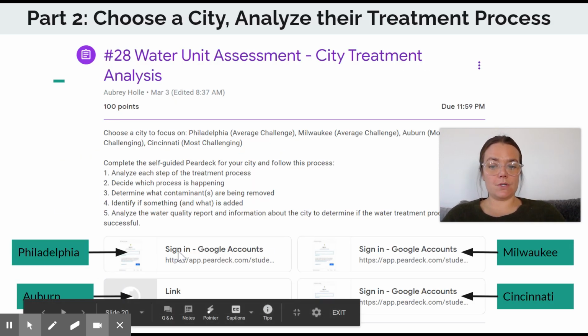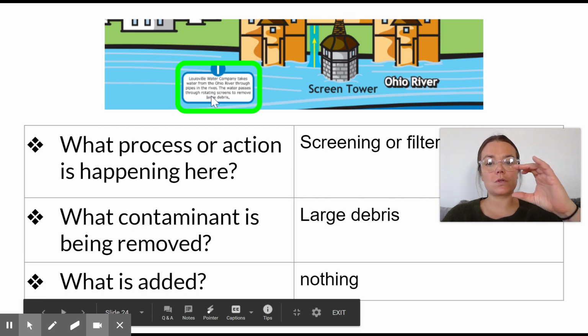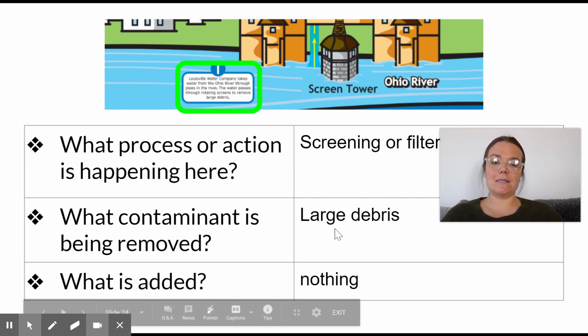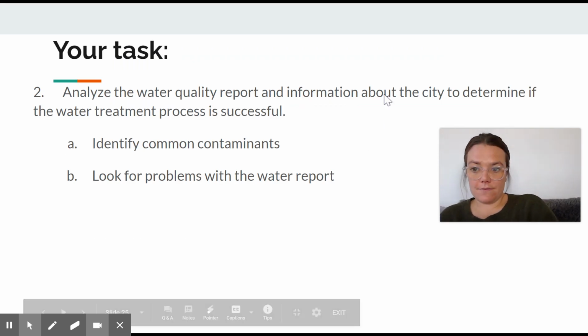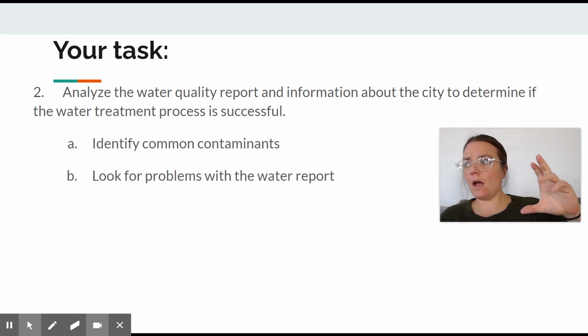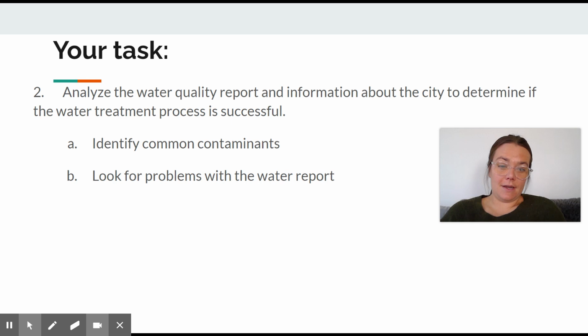Once you decide which one you're going to do, you're going to click on that link and it will open a Peardeck. The Peardeck is going to have you, again, analyze each of the steps that I have screenshotted for you, telling me what process is happening, what contaminants are being removed, and what's being added. Now, the second part of this Peardeck is a little bit different. There will be a short text that will describe some of the contaminants that might find their way into your water based on what your water source is and what happens near your city. You're going to read and analyze that and identify some contaminants there. And then the second piece is you're going to look for problems with the water report.